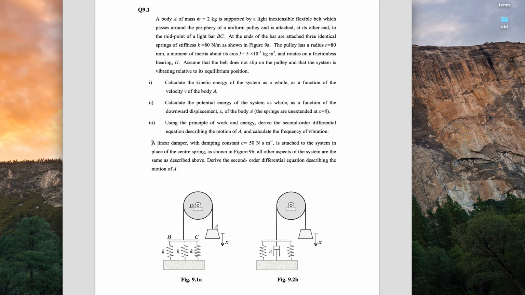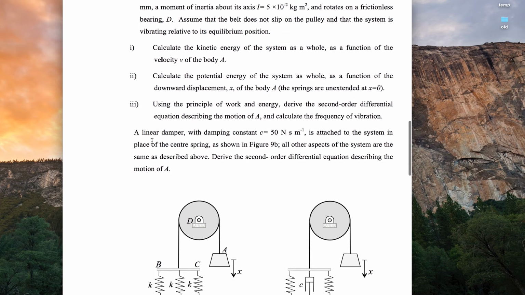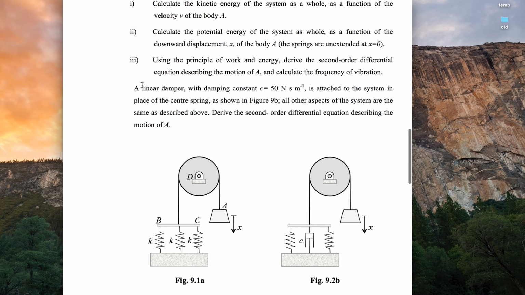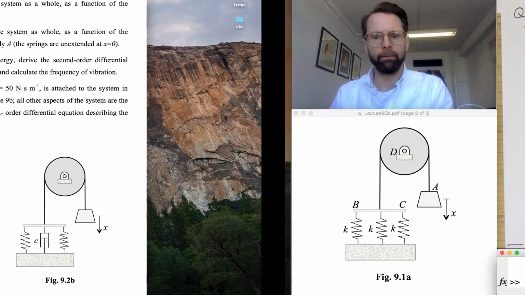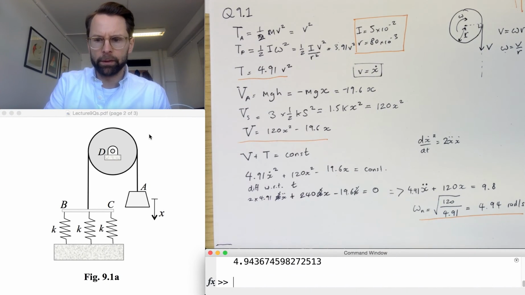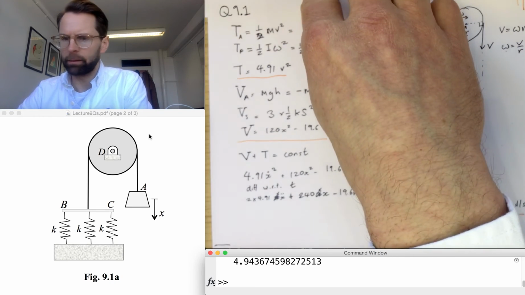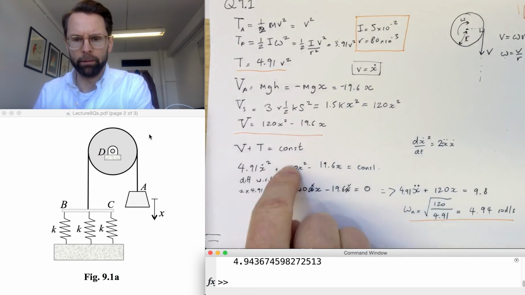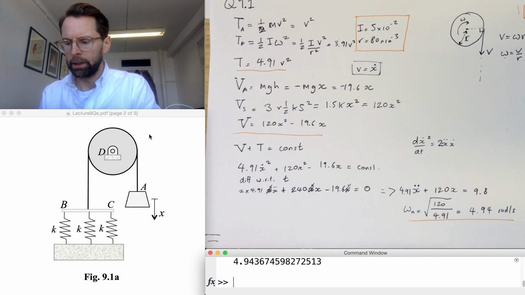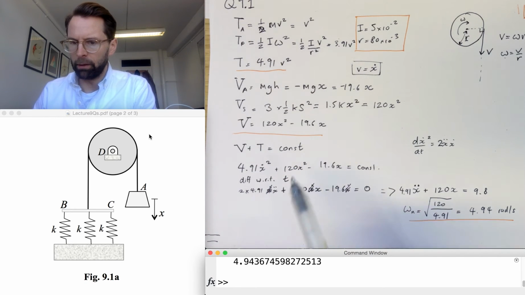So now, this is the last part which actually relates to damping. It says we've replaced one of the springs with a linear damper. We're told the damping constant is 50 newton seconds per meter, and we're asked to rederive the second order differential equation that describes the motion of A. A lot of this will be the same, and we'll be using this again, except there are 2 springs this time rather than 3. So the only difference will be here.